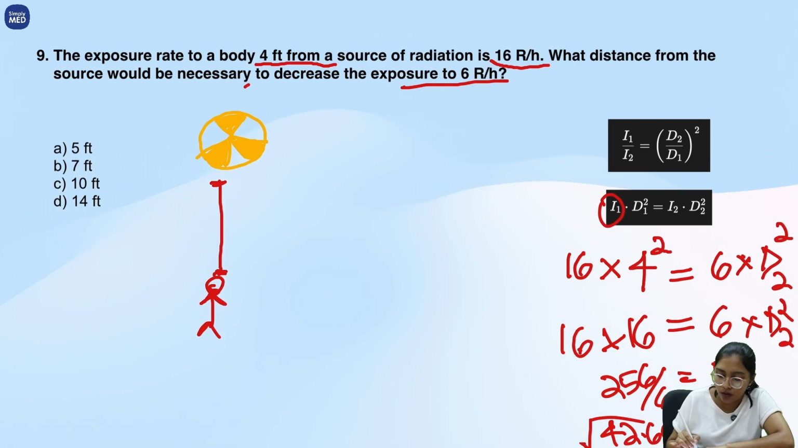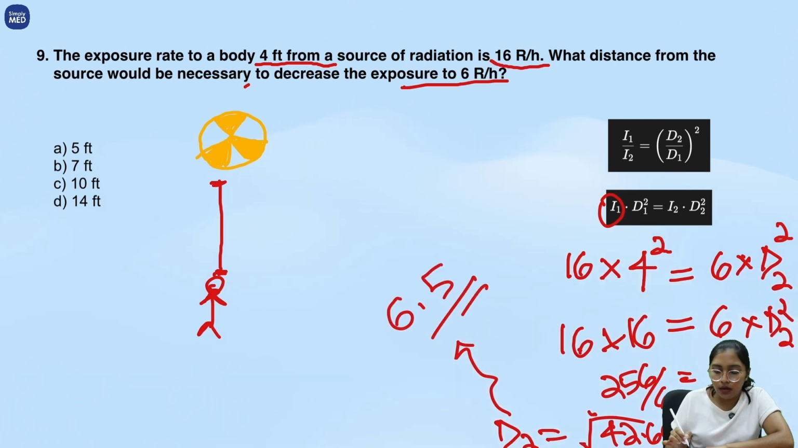That is equal to D2. So D2 is equal to the square root of 42.66, which is approximately 6.5. That option is not in the question, but the value closest to it is 7 feet. So we can pick that one. Okay, so this is how we find it out.